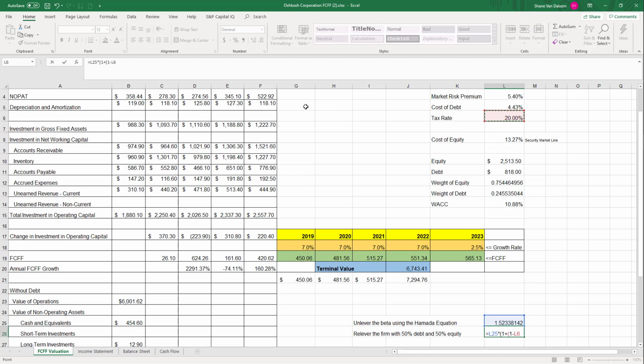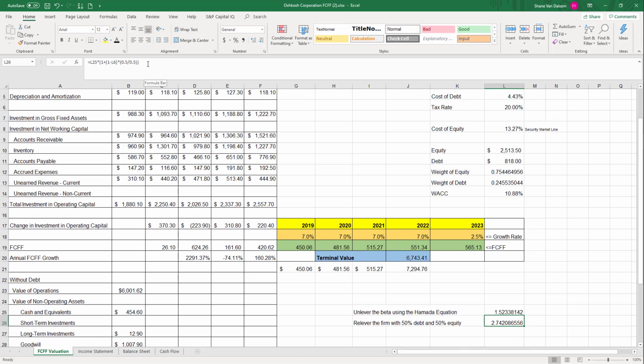Using the same tax rate here, but that may not be the case if you've got an acquisition occurring, times the new debt to equity ratio. The new debt to equity ratio is 50% debt to 50% equity, so it's actually just equal to 1. But I'll put it in here, 0.5 divided by 0.5, in parentheses too, so it doesn't get confusing. So that's just equal to 1. And then I close that off. I get my new number of 2.74.